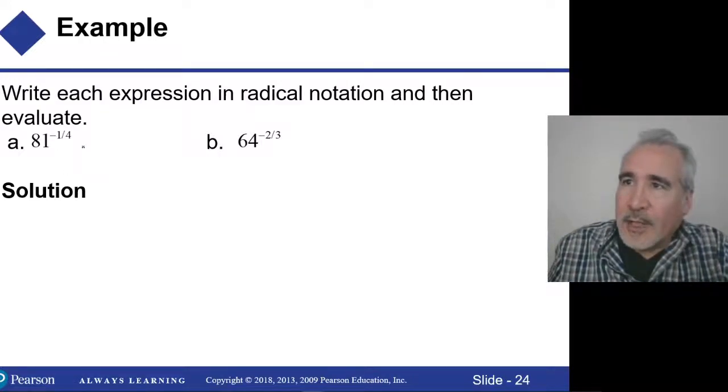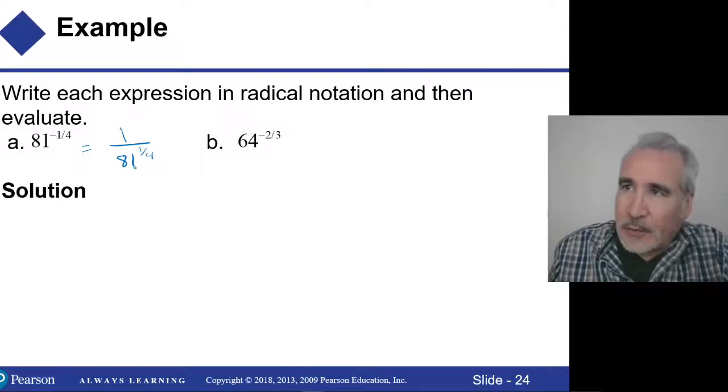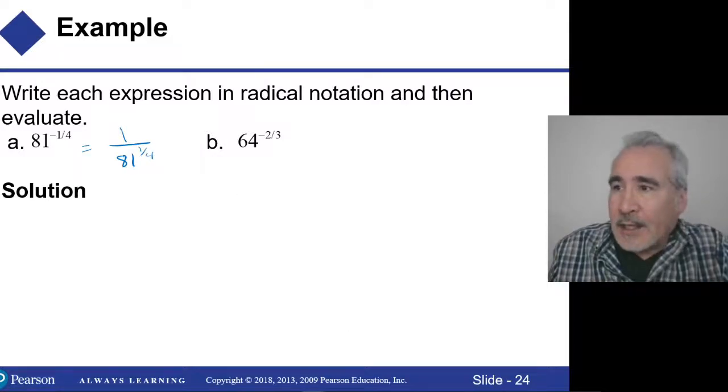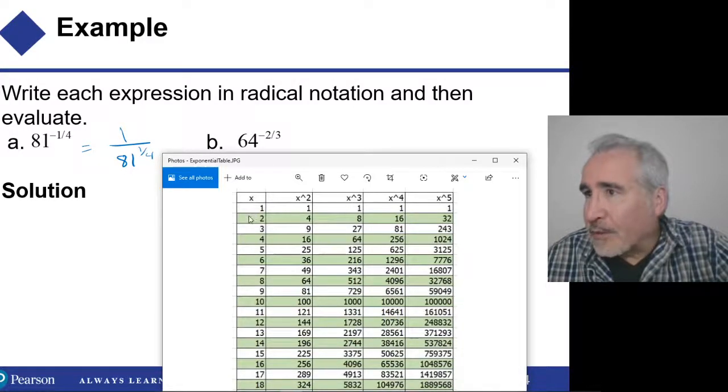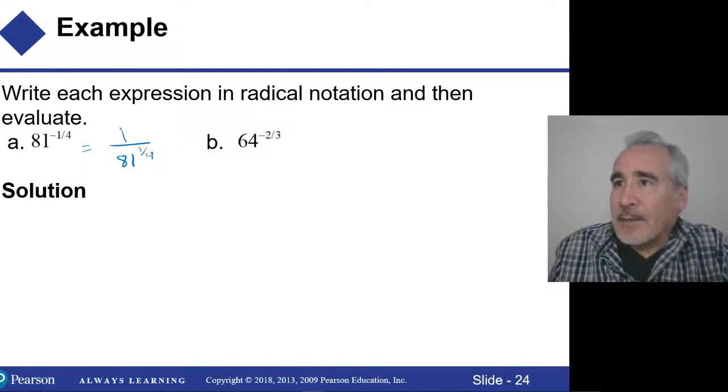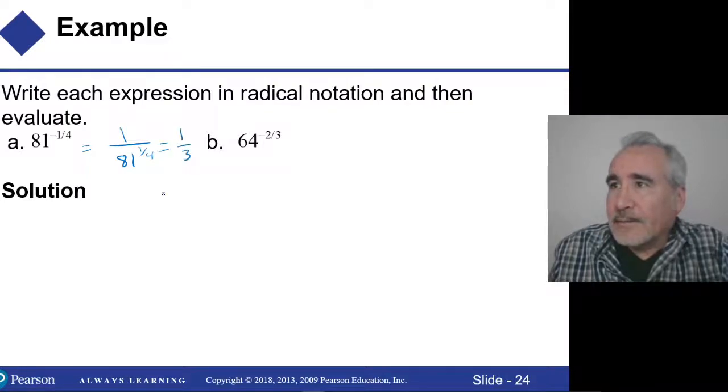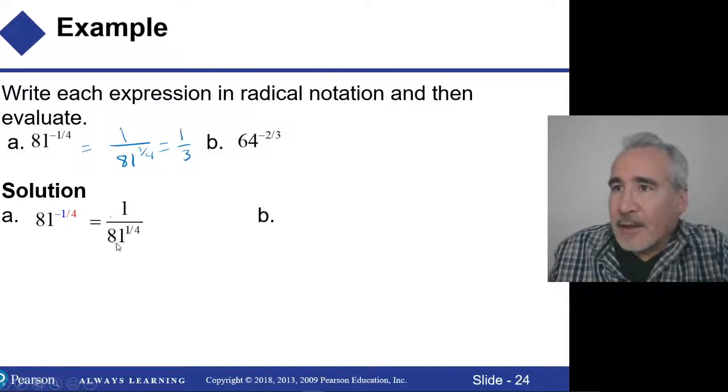So here we've got a negative exponent, so we can go ahead and rewrite this as 1 over 81 to the 1/4 power. Take the 4th root of 81, and if we look at our chart here, the 4th root of 81 is going to be 3. So that's simply going to be 1/3. So yeah, move it down. Take the 4th root of 81, and that's 1/3.